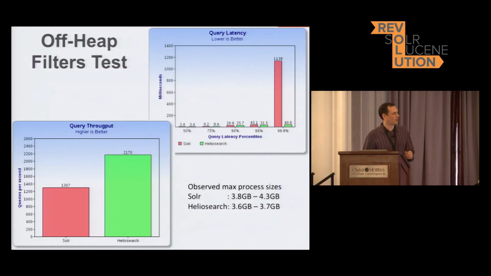This is just another way of looking at it. The graph at the top is the query latency. You can see the latencies are pretty much identical. It doesn't really matter too much. It's really just the outliers when that GC hits that cause all the problems, and that's what causes the corresponding drop in throughput.